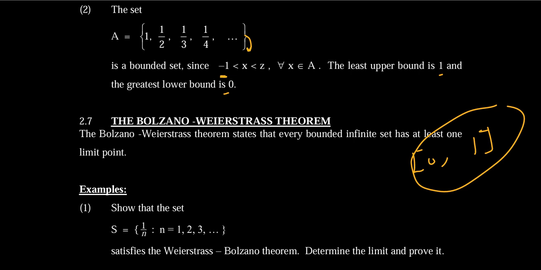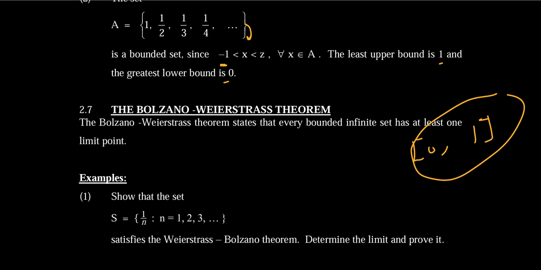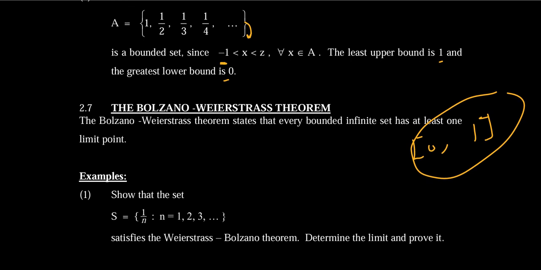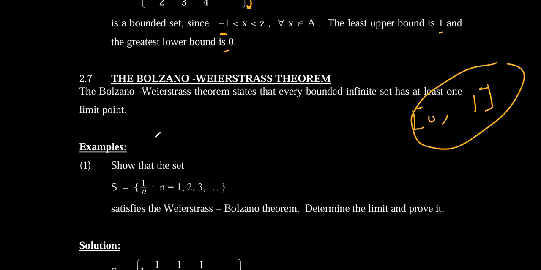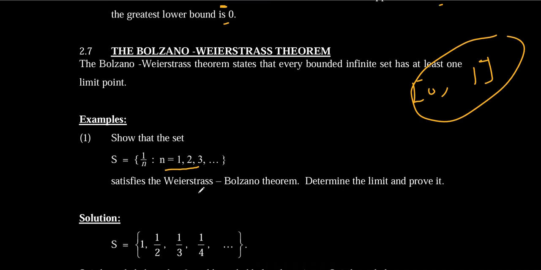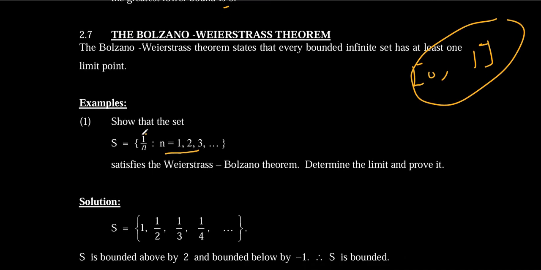So when you see a set and you can identify that it has a lower bound or an upper bound, then it means the set has a limit point, right? For example, they give a proof. They say show that S of n equal to 1 over n, where n is a natural number, satisfies the Bolzano-Weierstrass theorem. So it's as simple as that. Now you were given a formula, so start showing the proof. The formula says 1 over n.